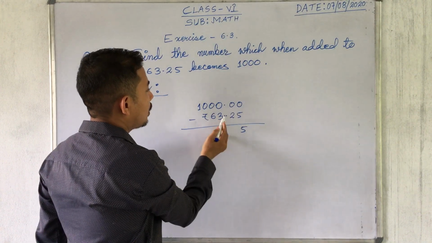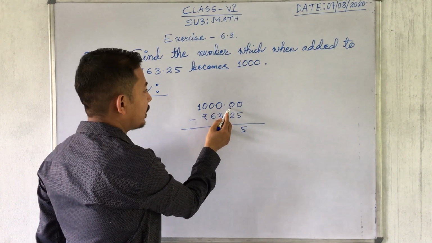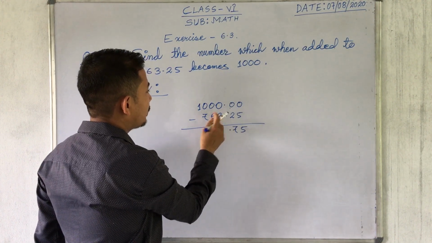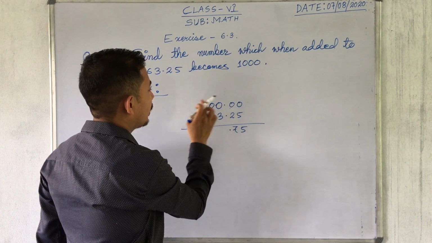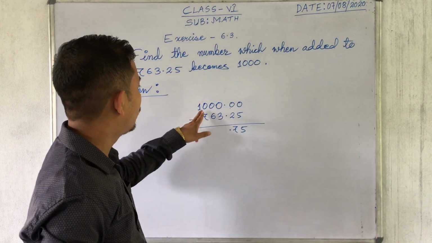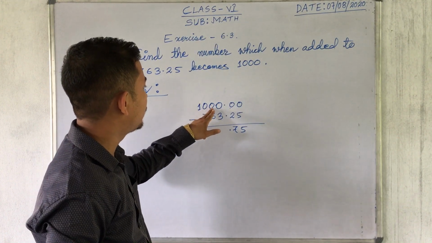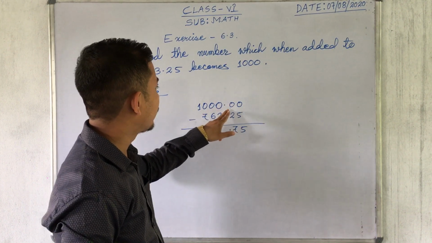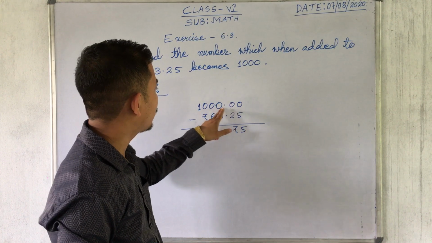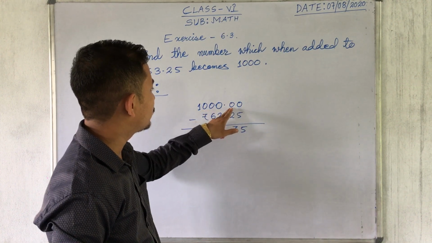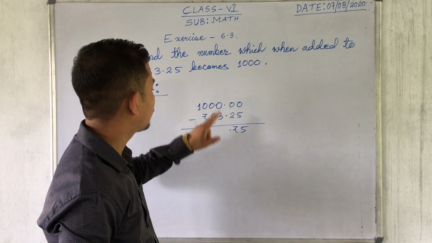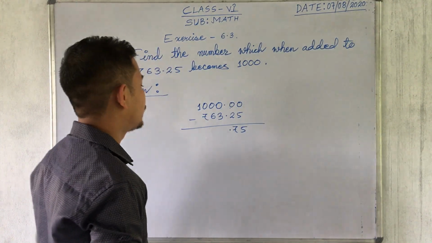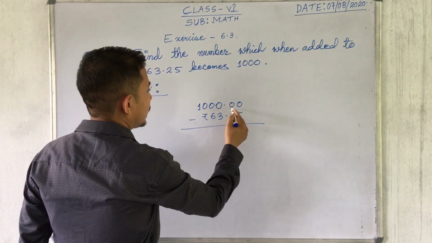Now, 9 remaining. So if we subtract 2 from 9, there will be 7. There is also 9 because we have taken 1 from here. After that, this 0 becomes 10, then this 0 becomes 10. After borrowing 1 from this, what is left is 9. So there is 9, so 7.